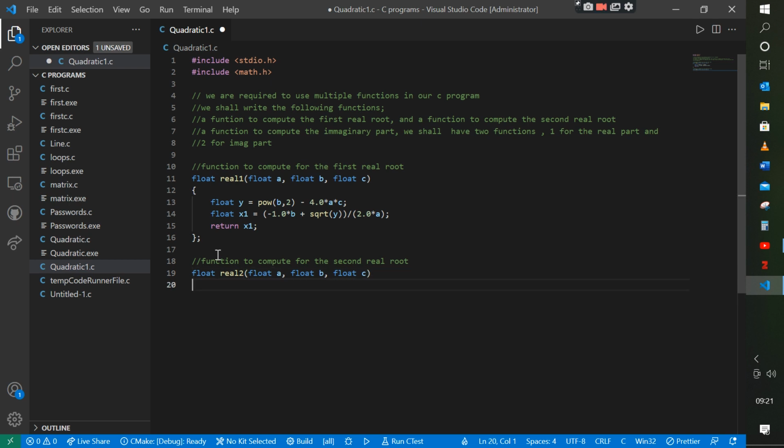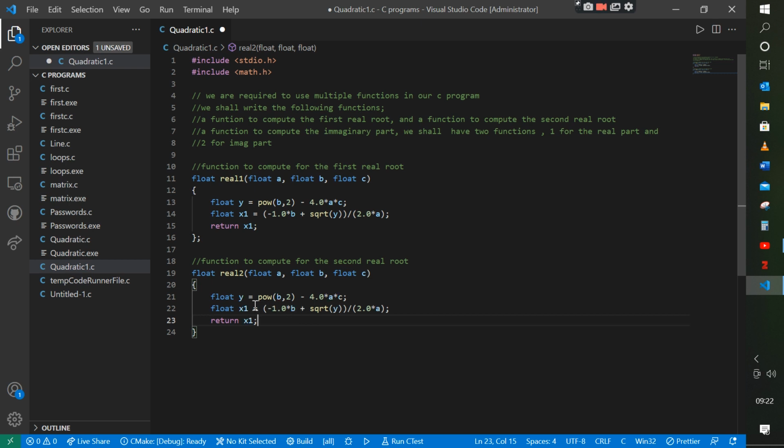Like C, and then open curly brackets, and you actually use the same functions, because what's going to change is the plus to a minus. So instead of having a plus here, negative b plus root b squared minus 4ac over 2a, we shall use the same arguments here, only changing x1 to x2. So we can copy it and put it right there.